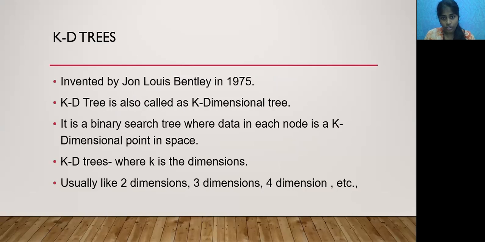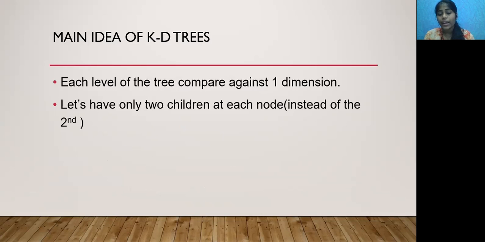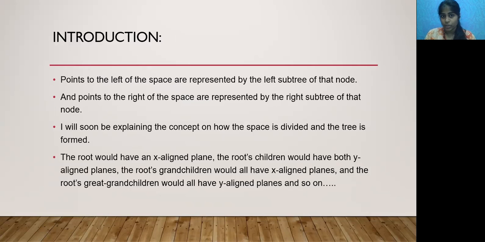It is a binary search tree where the data at each node is a k-dimensional point in space. Usually, we use it with 2 dimensions, 3 dimensions, 4 dimensions, etc., where k is the number of dimensions. The main idea of KD trees is that at each level of the tree, we compare against one of the dimensions. It may be x or y, depending on the number of dimensions.